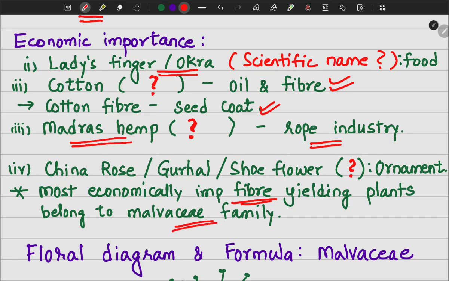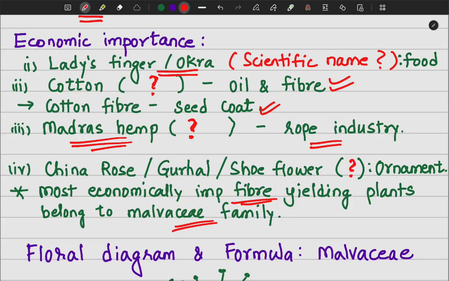Now the most economically important fiber yielding plants belong to the Malvaceae family. So this family has a lot of plants which yield economically important fiber. Like one of the fibers we studied here is the Madras hemp, which is used for the rope industry. Alright, so these were some of the plants having economic importance. Please write down the scientific names of all these plants which we studied here, and also the scientific names of the plants belonging to the other families that we studied in the previous lecture, because the scientific names are important.